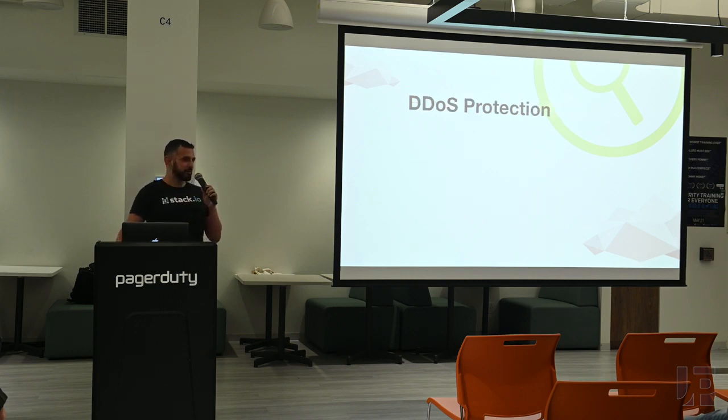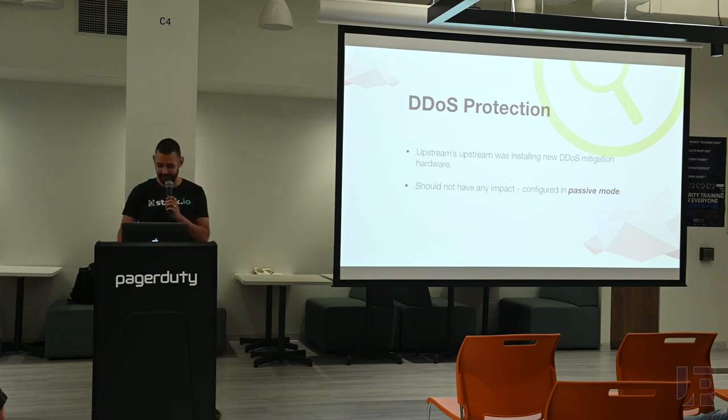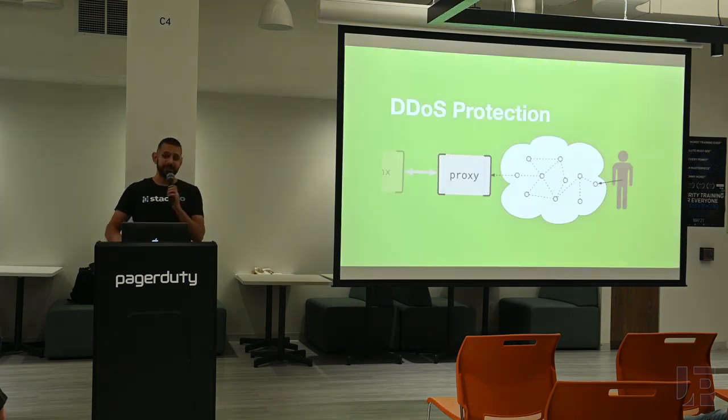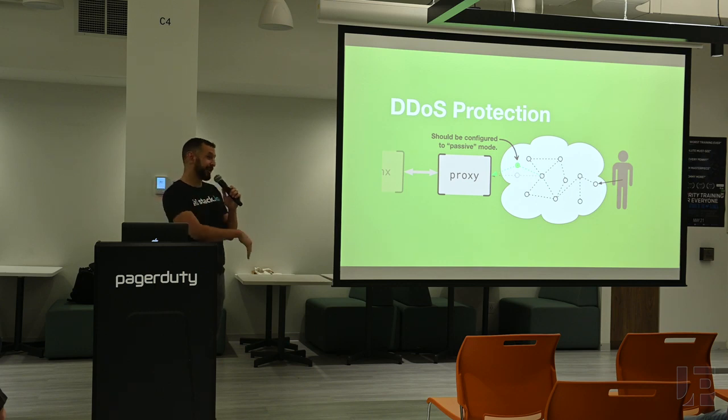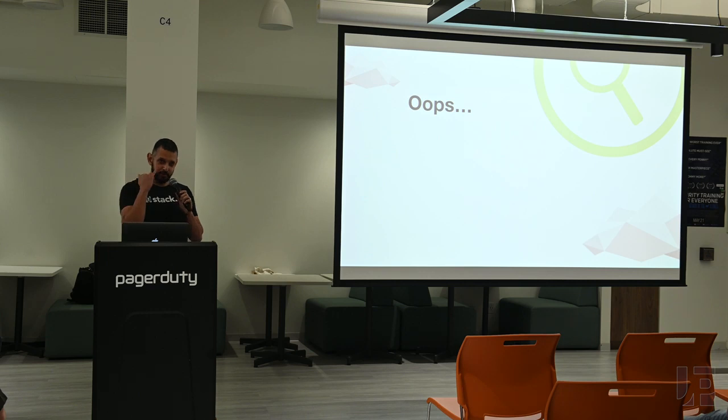Well, it turns out their upstream was installing some DDoS mitigation hardware on the network, which does not sound non-service impacting. They're like, no, it's definitely non-service impacting. It's configured in passive mode, so trust us on this. All right, well, can we get some confirmation about this? What was happening is the upstream, who controls the last node over there, was configuring this new device and routing all the traffic, but it was configured in passive mode, which means it should just pass traffic blindly and no issues there. Sounds reasonable. And then you hear on the phone, oops.